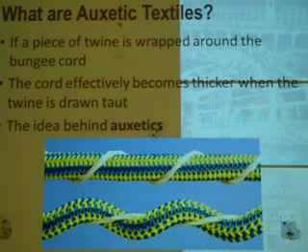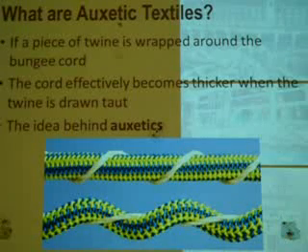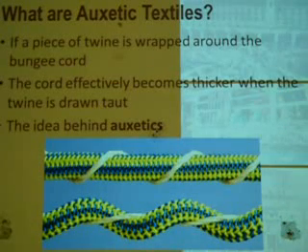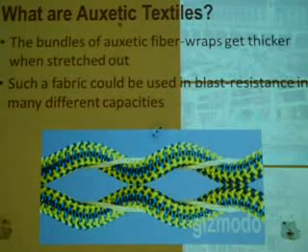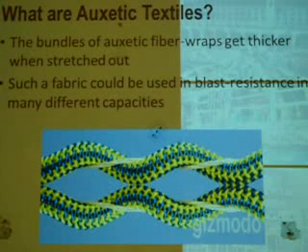And if a piece of twine or some hard material is wrapped around the bungee cord, the cord effectively becomes thicker when the twine is drawn taut. That is actually the idea behind auxetics. The bundles of auxetic fiber wrap get thicker when stretched out. Such a fabric could be used for blast resistant purposes and in many different capacities.